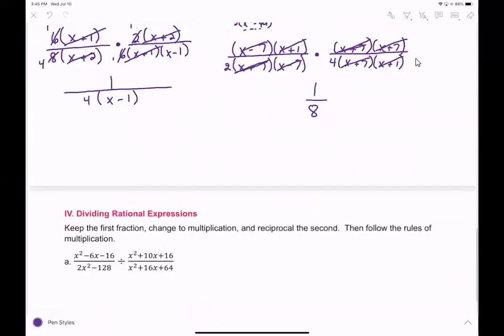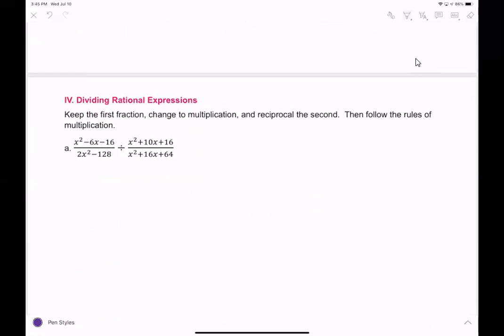In this last example, or last part, we're dividing. Dividing is very similar to multiplication. It's just remember the rules of fractions. When you're dividing a fraction, remember you keep the first one, you change to multiplication, and then you do the reciprocal of the second one. Remember that old saying, keep, change, flip.